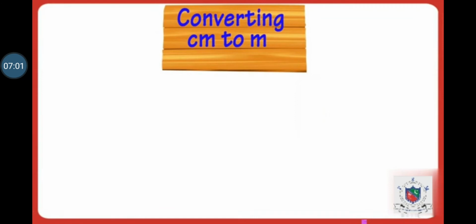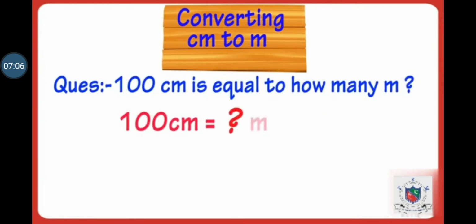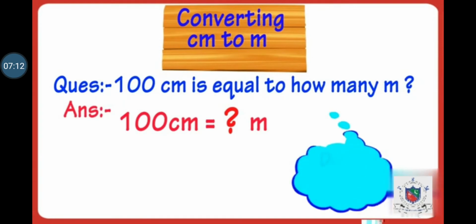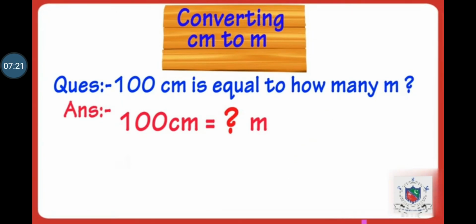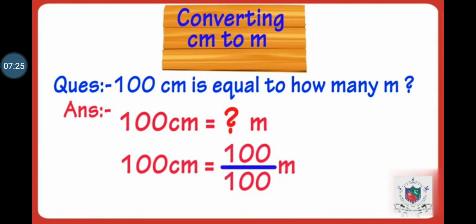And when we have to convert the centimeter into meter, then what to do? Yes, dear students, then we have to divide it by 100. So 100 centimeter will be equals to 100 by 100. It will be equal to 1 meter. Why we are dividing it by 100? Because in 1 meter we have 100 centimeters.